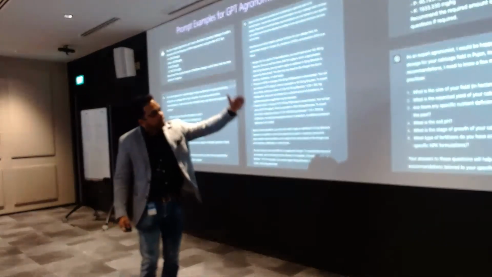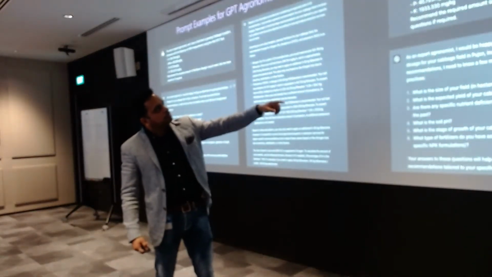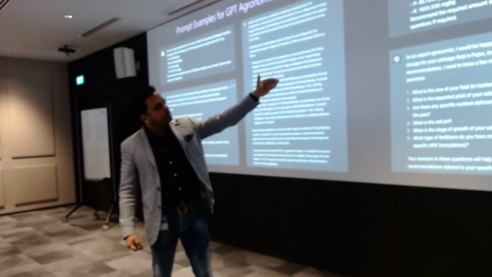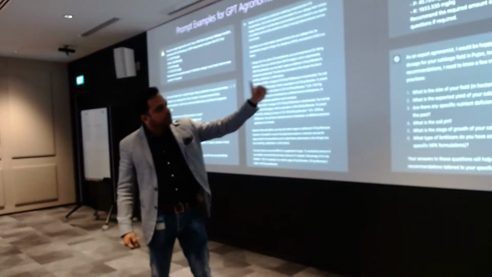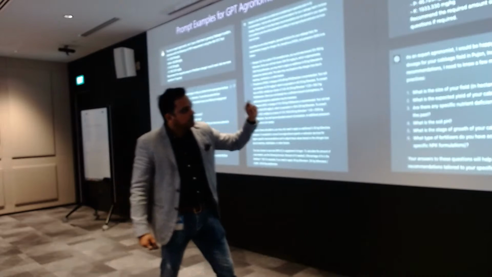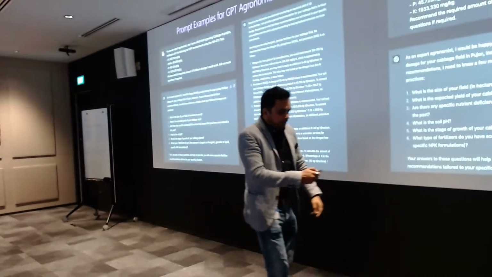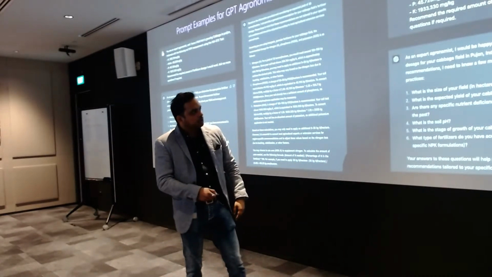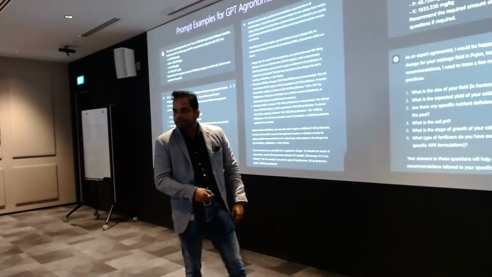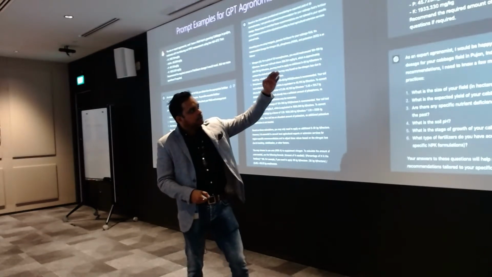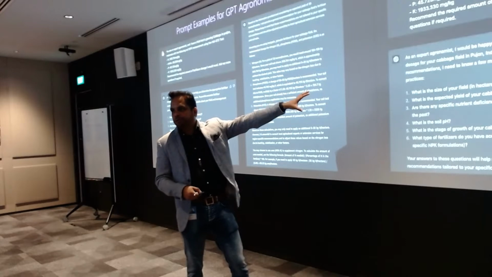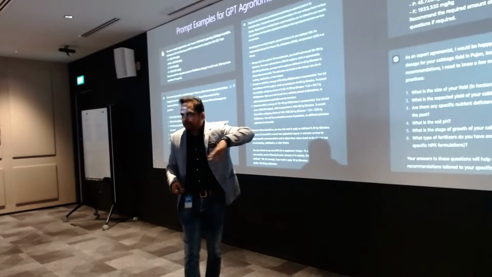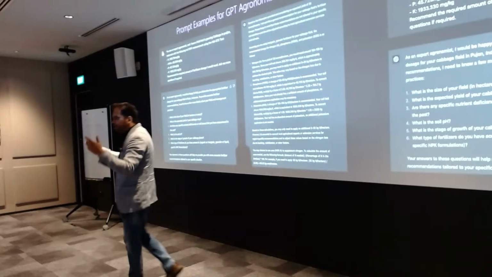And the answer we got was like this, right? Based on the information provided, what should be the nitrogen, what should be the phosphorus, potassium. But it also tells you a caveat here: however, it is essential to consult a local agricultural expert. Now when they saw this, they said, we want to do this. And as of now, we are helping them to build that bot.